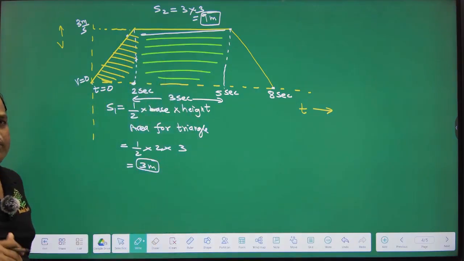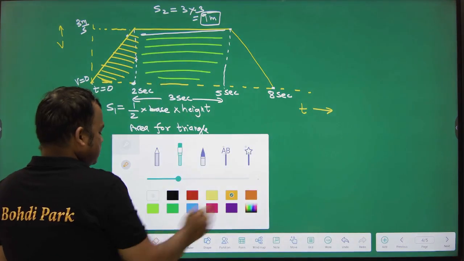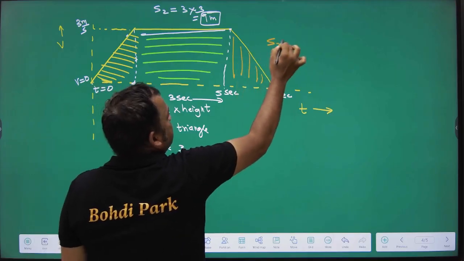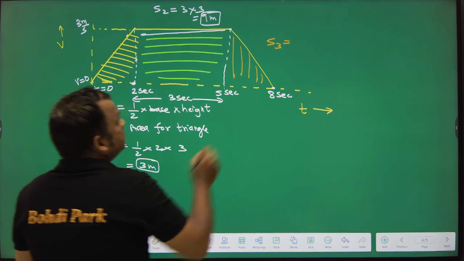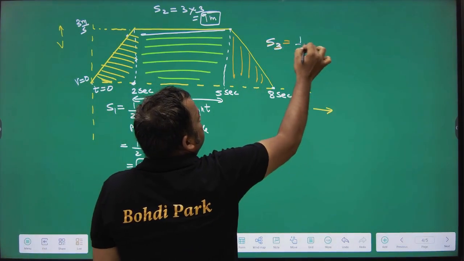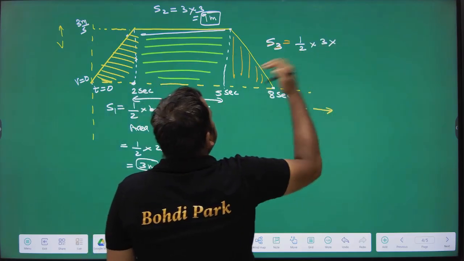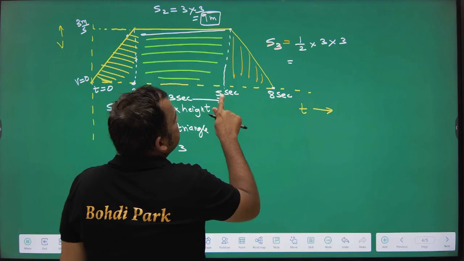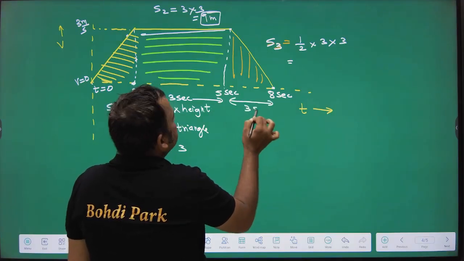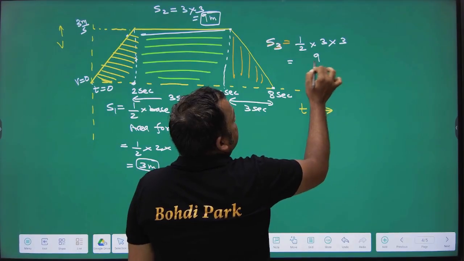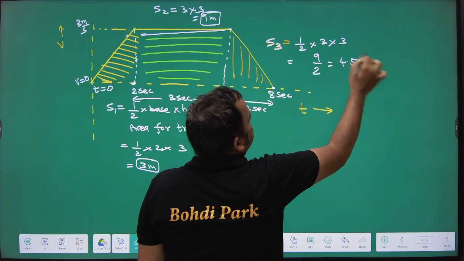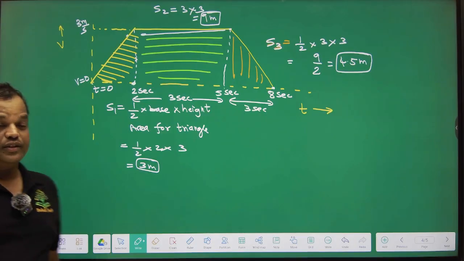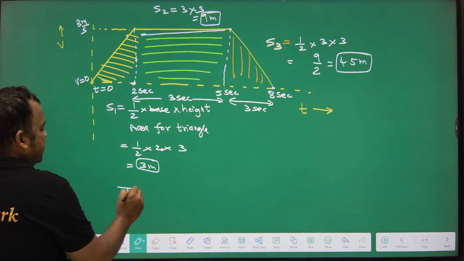S2 is 9 meter. Now we have third triangle from 5 to 8 seconds. So let's calculate this area also. So S3 is equal to half into base into height. So the base is 5 second to 8 seconds, so this is also 3 seconds. So we have this as 9 by 2. So this is 4.5 meter. S3 is equal to 4.5 meter.